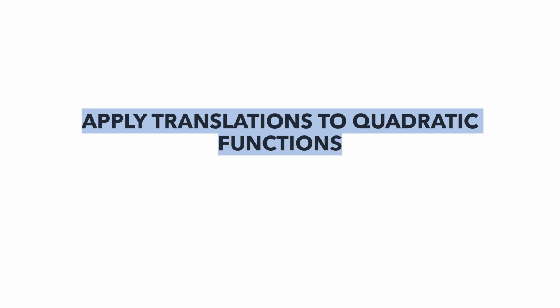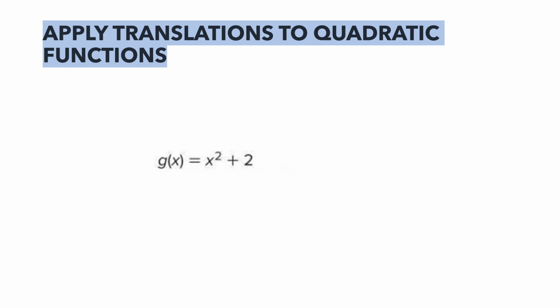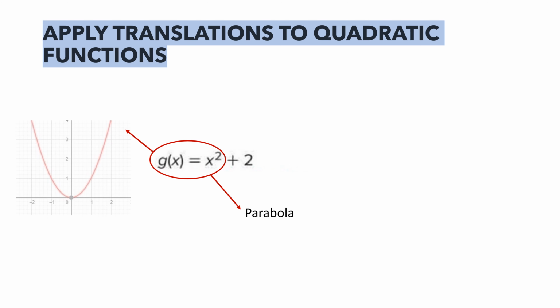Hi everyone, today we're going to learn how to apply translation to a quadratic function. So let's have a look at this example. g of x equal x squared plus 2. Sometimes you will find g of x, sometimes, most of the times, you will find it as f of x. That doesn't make any difference really. So g of x equal x squared, which is a parabola, and this is how a parabola looks like.